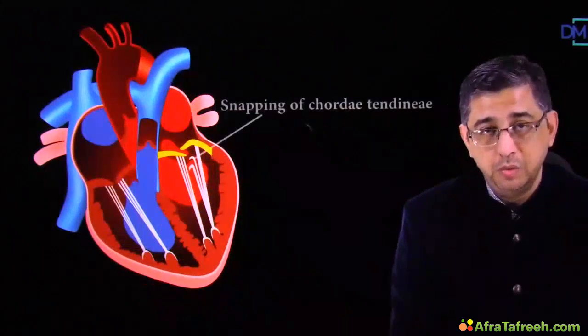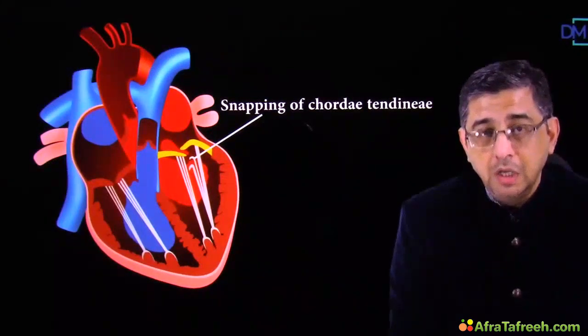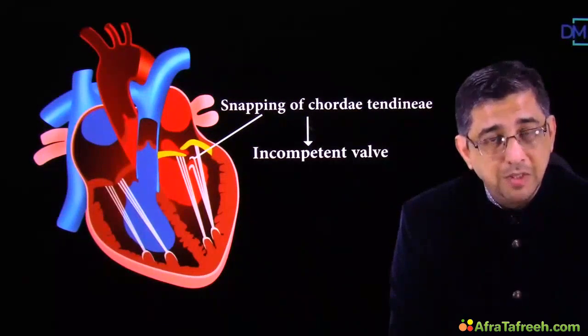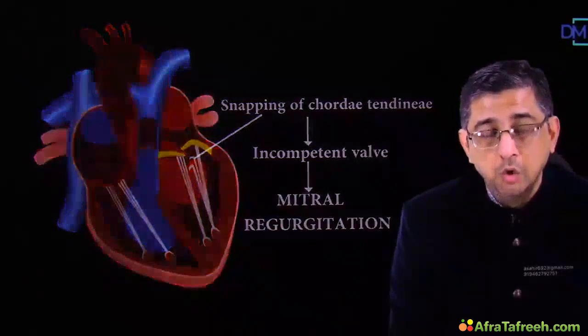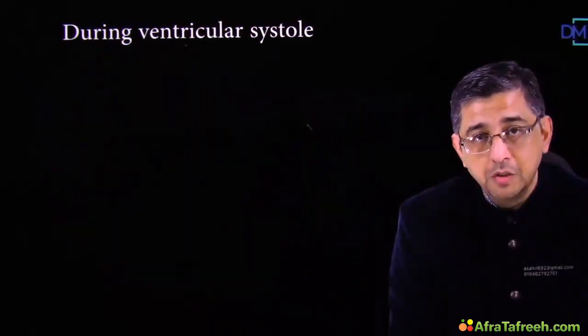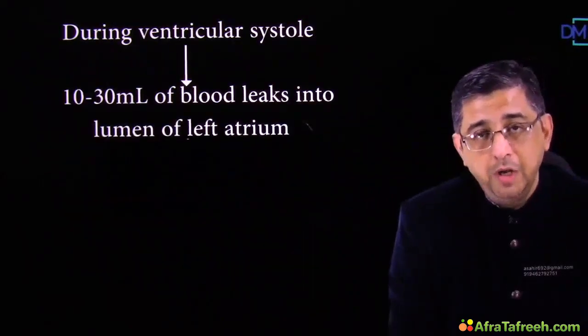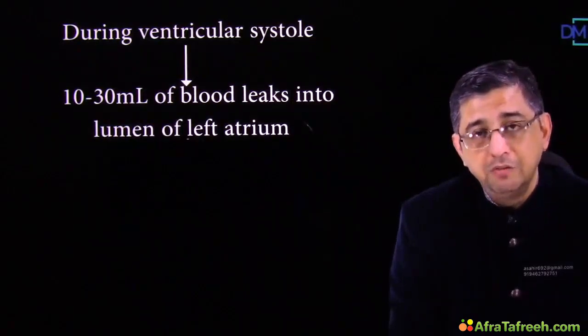The second big problem in these patients is that, God forbid, these chordae tendineae may snap. Why would they snap? Maybe due to infective endocarditis, damage by Aschoff nodules, or rheumatic fever. If they snap, you would have an incompetent valve, and what I mean by incompetent valve is that now the left ventricle will be decompressing into the left atria. In simple English, mitral regurgitation. During the phase of ventricular systole, a particular amount of blood, which could be 10, 20, 30 ml, whatever, depending on the incompetency of the mitral valve, leaks into the lumen of the left atria.